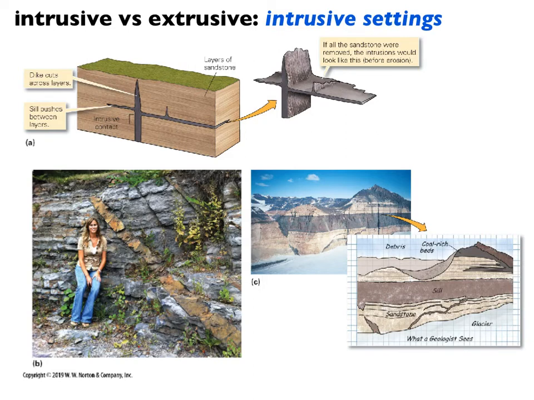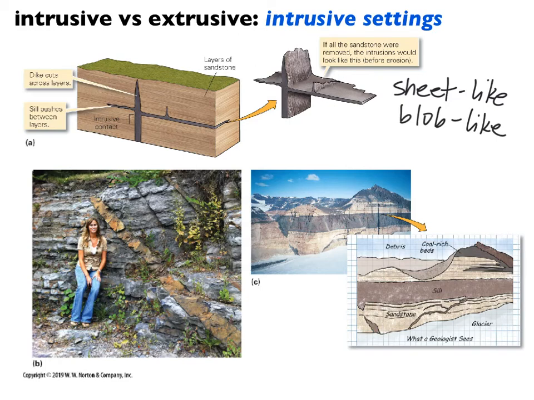So intrusive igneous rocks can be sheet-like, or they can be blob-like. We'll just call it like that for now. So on this slide, we're looking at the sheet-like, or sometimes called tabular, intrusive igneous forms that can develop in the intrusive realm.